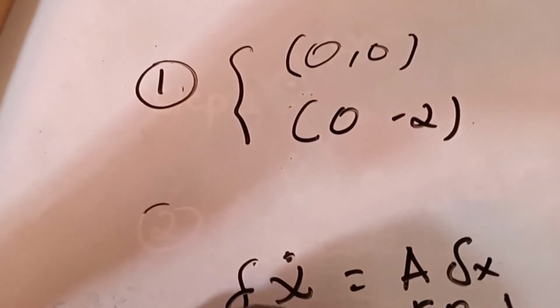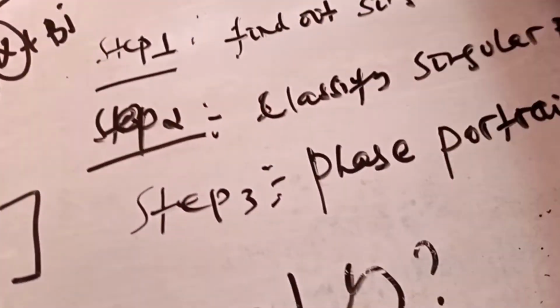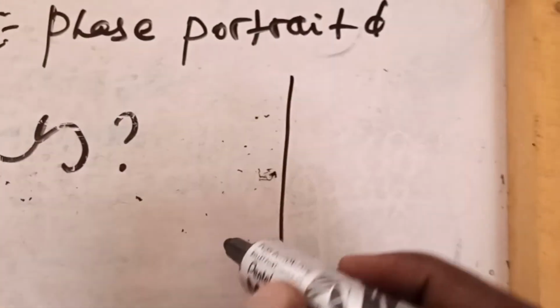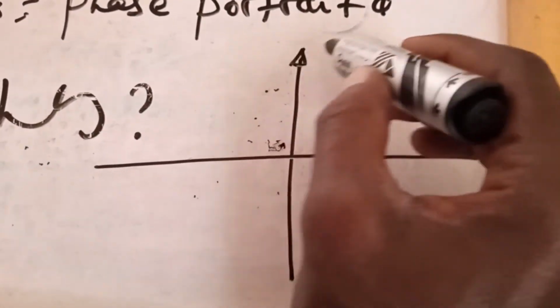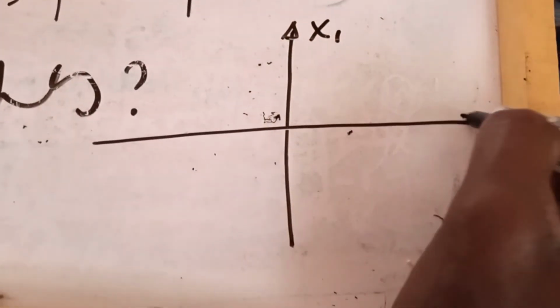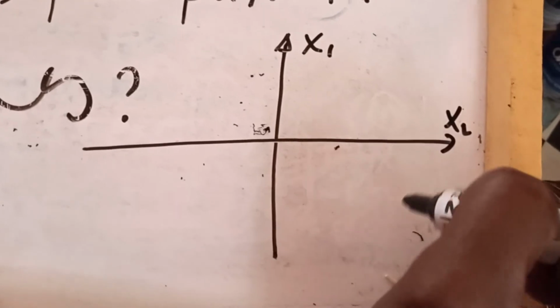This is step 1, I mean step 2, this is step 2. In step 3, we are able to compute the phase portrait diagram. So the phase portrait looks like this. Here I have x1 and here I have x2.